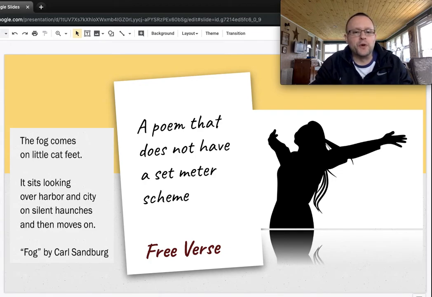You got a metaphor going on here where fog's being compared to a cat, but you can see when it is read, there isn't that meter to it. It doesn't have that song-like quality. You have a different syllable count that would be going on with the lines, and there's also different syllables that are going to be stressed when they are being pronounced. So free verse is still considered a poem, but it's simply a poem that does not have a set meter scheme to it.